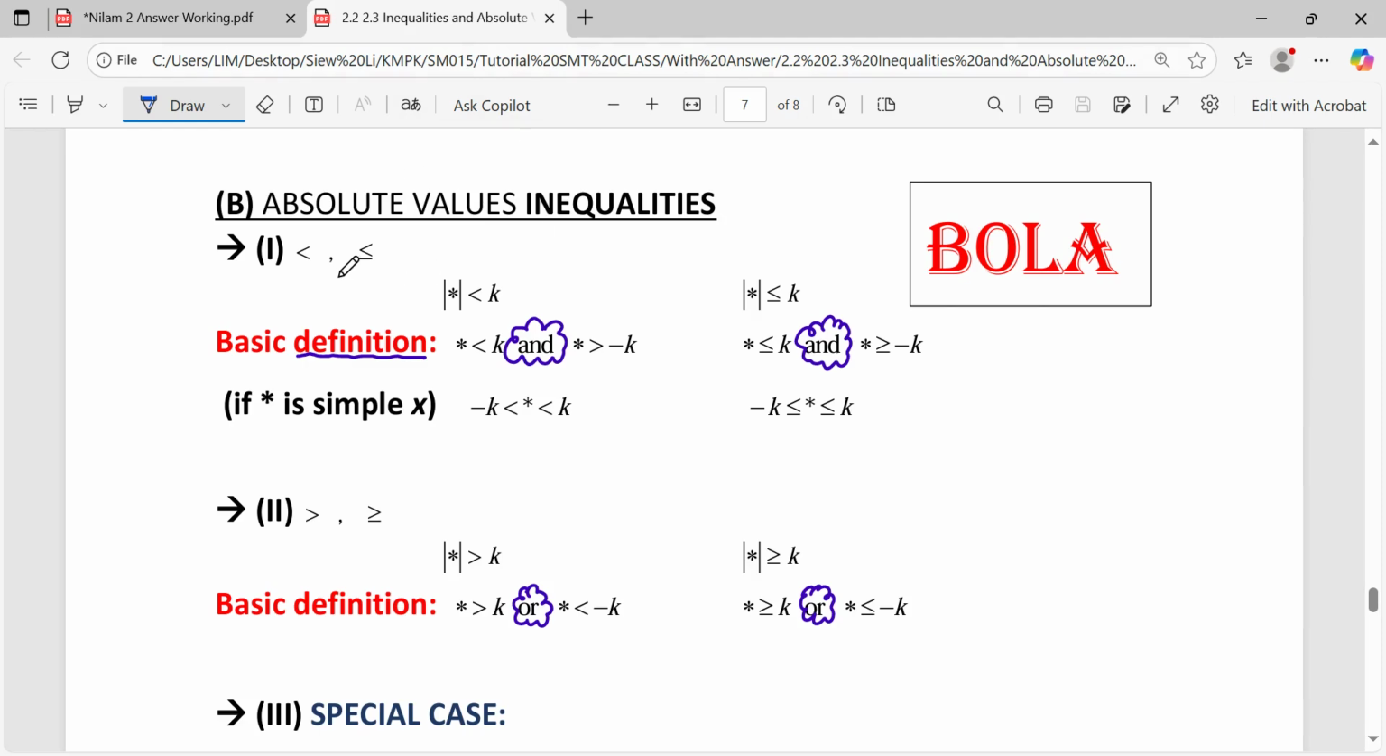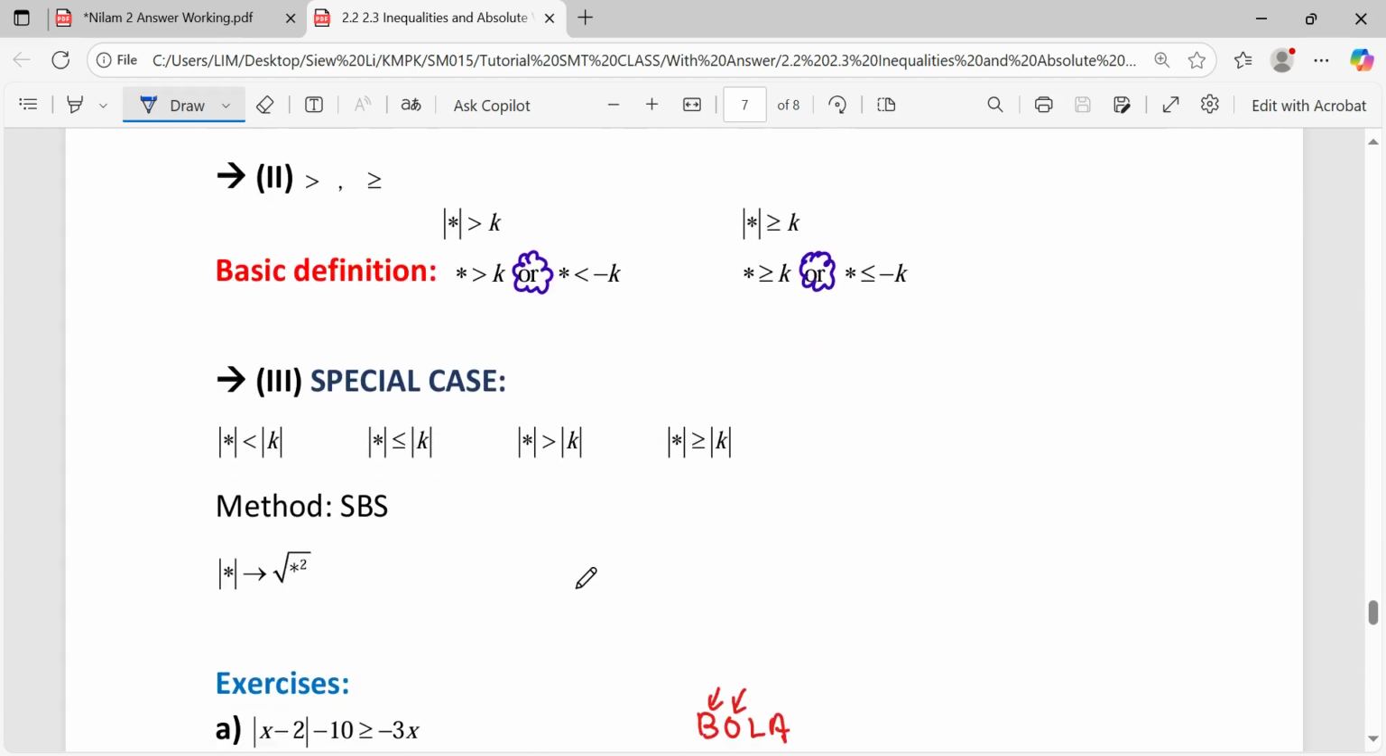What can we have? We have the basic definition. If you have less than, it will be defined as n. If you have more than, you will need to use your definition in all so that you can open your modulus, define your modulus. One is positive function, one is negative function. And we only have a special case when you have both side modulus.